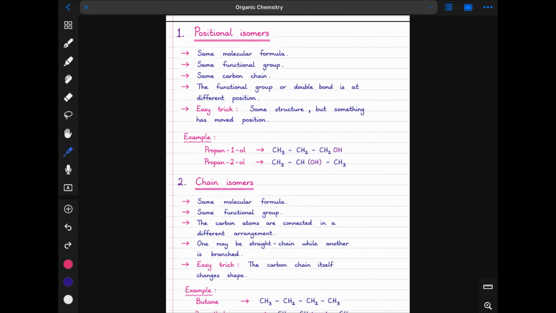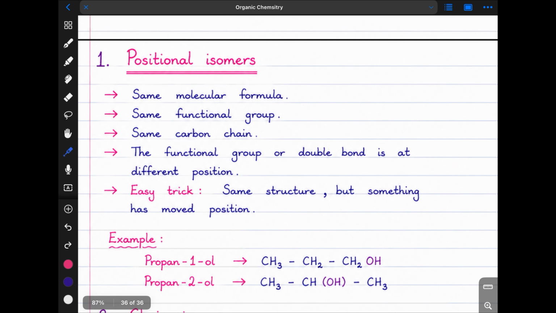So here I've got some points that are going to summarize the whole video for you. Let's start with the positional isomers. The first point is saying that they have the same molecular formula. It means that both isomers are going to contain the same number and type of atoms, and they're going to have the same functional group, which means that in the example of alcohol, all the isomers are going to have the same functional group of OH.